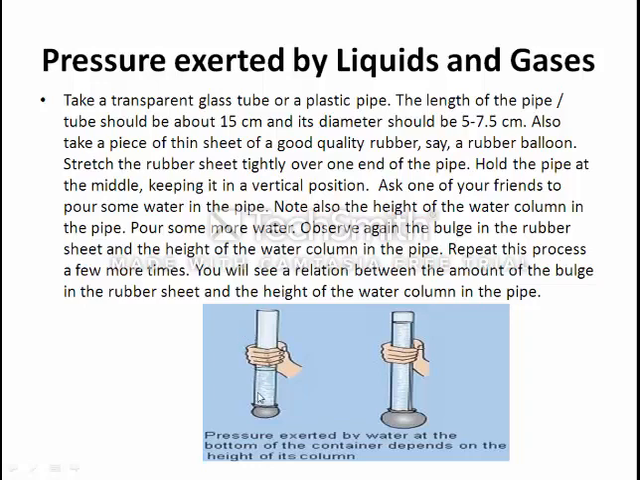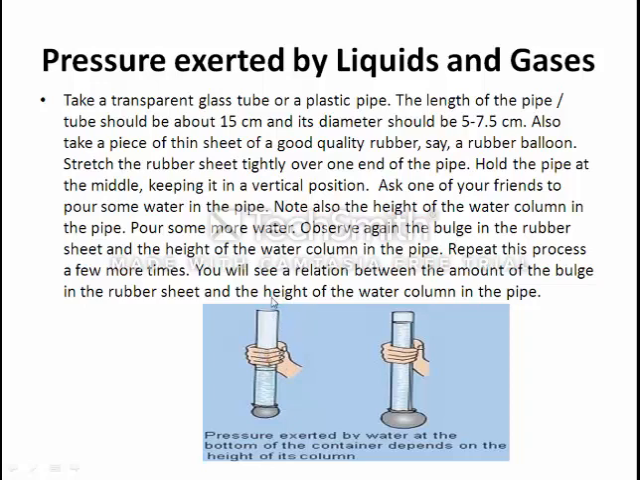And we are taking a piece of thin sheet, a thin sheet of good quality rubber, say a rubber balloon. We are stretching the rubber sheet tightly over one end of the pipe and the other end is open. Now hold the pipe in the middle, as shown in the diagram, keeping it in a vertical position, and we ask one of our friends to pour water.